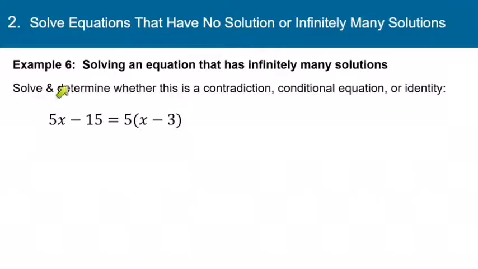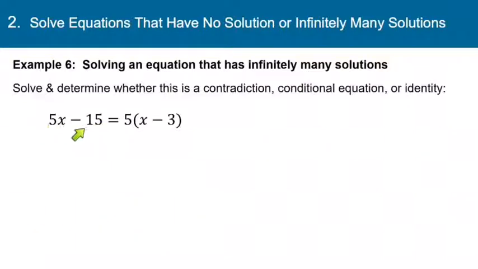So here is example 6. This says solve and determine whether this is a contradiction, a conditional equation, or an identity. So in other words, determine if it has no solution, exactly one solution, or an infinite number of solutions. So let's solve this together.